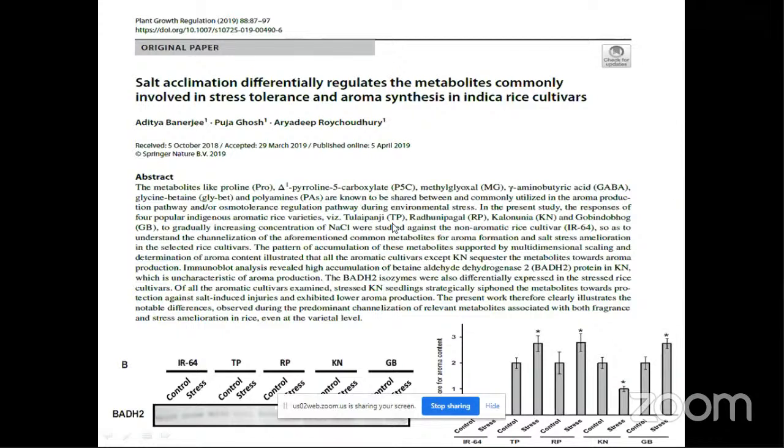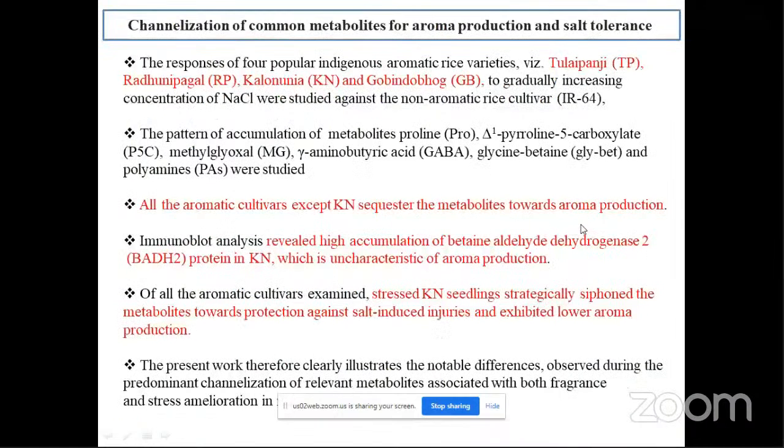Of course, it needs to be checked out with other aromatic rice varieties also, but preliminarily we have just selected these, because these are the major aromatic rice varieties which are known to have pronounced aroma, very high aroma content, and so they are economically very important in that respect. So we chose initially these 4 varieties.